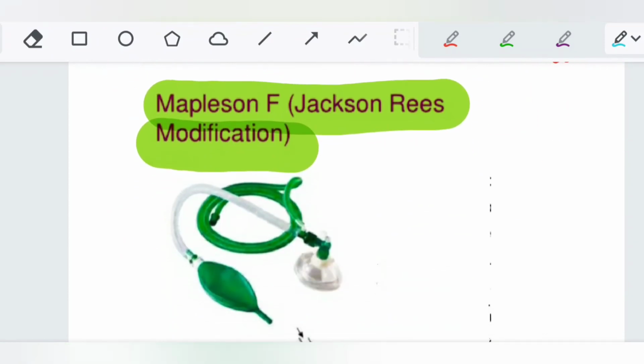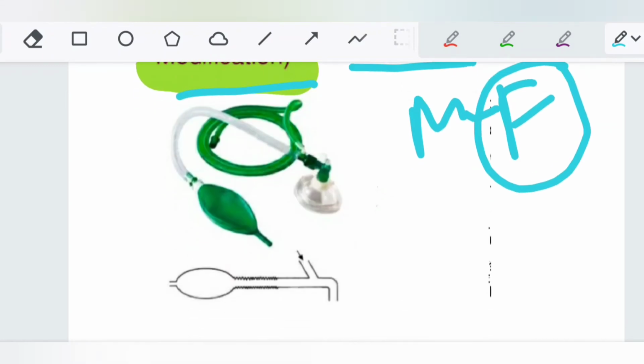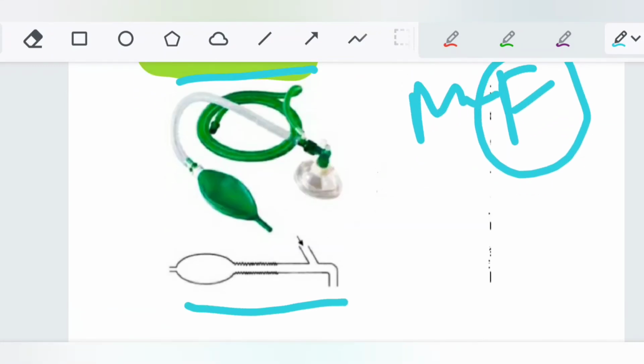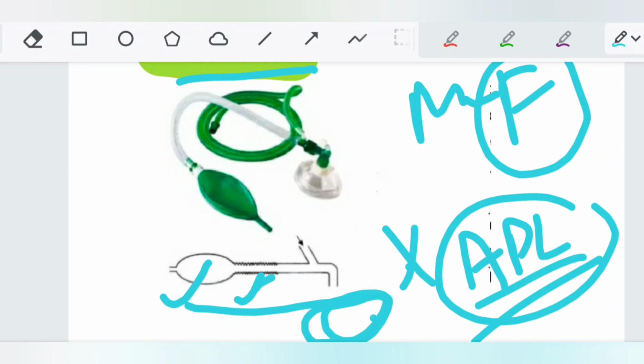Now coming to the Jackson-Rees modification, also known as the Mapleson F circuit. Here only the APL valve is absent. See, here the bag is present, fresh gas flow is present, this is my patient end, and the corrugated tube is also present. Only the APL valve is absent. So this is my Mapleson F circuit.